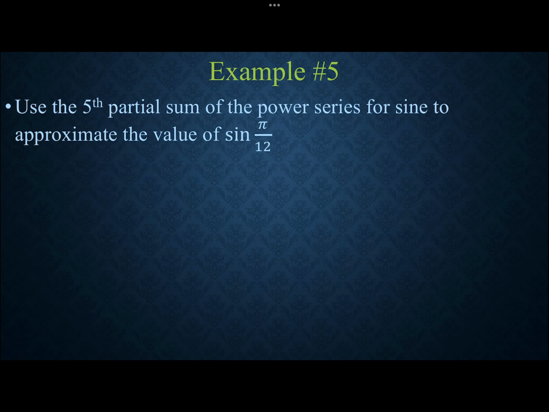And then the sine one, same idea is going to happen here. It's going to be a slightly different formula. So we have sine of pi over 12. We want to do the 5th partial sum, so it's our summation, n equals 0 to 4, negative 1 to the nth power, but now it's going to be pi over 12 to the 2n plus 1, over 2n plus 1 factorial.